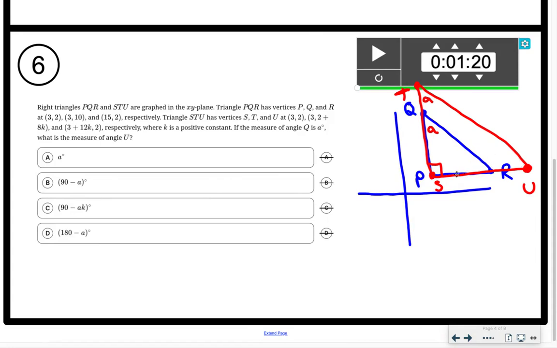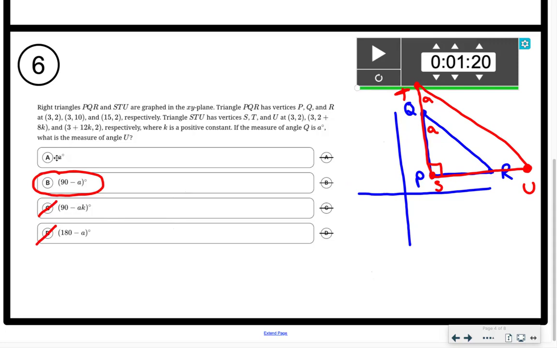And what we talked about earlier is that the other two angles of a right triangle are complementary. So if I just want the other angle, it'll just be 90 minus A, because 90 degrees is here. So the other two angles have to add up to 90. So if one's A, the other's 90 minus A. So really, these answers don't even make sense.